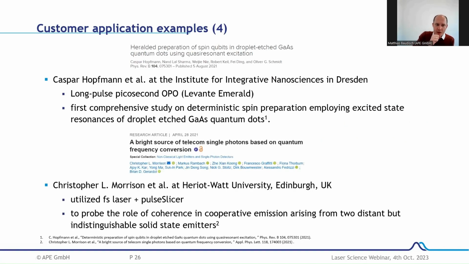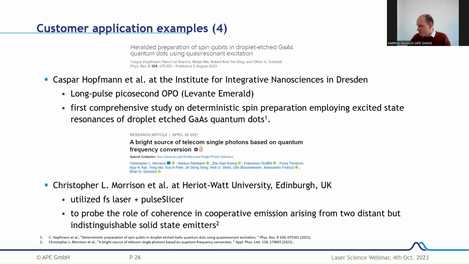Maybe last example, Christopher L. Morris et al. from Heriot-Watt University, Edinburgh, UK. They already had a Ti-sapphire laser in their lab and they combined it with a pulse slicer to use the bandwidth. And then they could probe the role of coherence in cooperative emission arising from distant solid-state emitters, from this publication shown here.